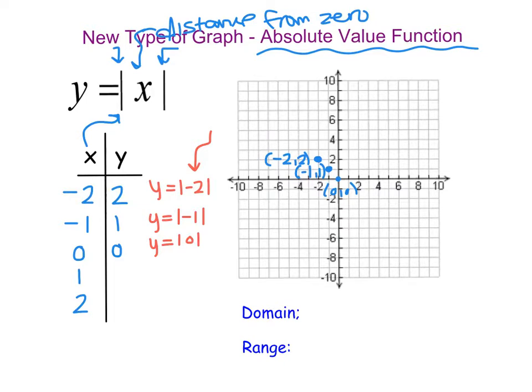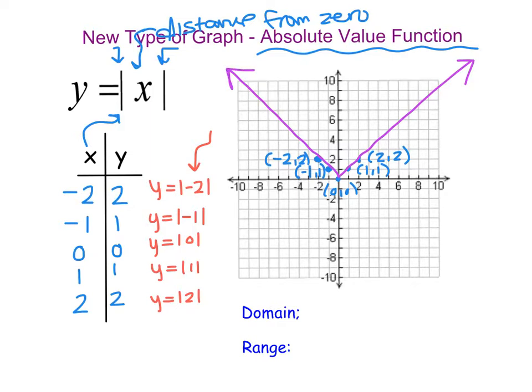Then I look at the next one, and x is 1, so y equals the absolute value of 1, which is simply 1. So we go to the point x is 1, y is 1. And then the last one here, we have y equals the absolute value of x, which is 2. 2's distance from 0 is 2, so our last point is x is 2, y is 2. Now what you should be seeing here is that our graph actually starts to look like a V, and that is the general shape of an absolute value function. If you see something with an absolute value in it, it will have this general shape.